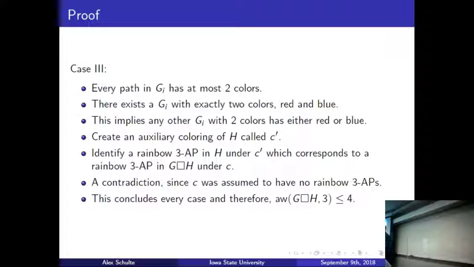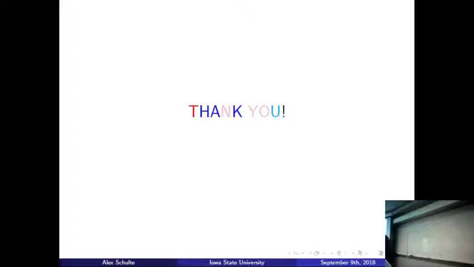For future directions, I'm looking at k bigger than 3, because almost all the results that have been done are on 3 APs. So I've been looking at 4 and larger APs on graphs, and I'm also working with undergrads on a similar problem, kind of like the anti-Van der Waerden number of n, but altered a bit. Thanks for coming.